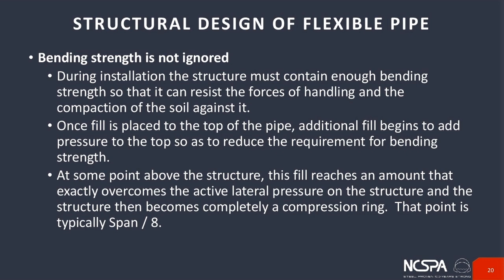As fill is placed against the pipe, the soil exerts active lateral pressure on it. Additionally, forces are applied to the pipe through backfill placement and compaction, so there's a certain minimum bending strength that is required to resist these forces. But once the backfill depth over the structure overcomes the active lateral pressure that the soil exerts, the structure becomes completely under ring compression. That depth of cover is typically span over 8, and that is often considered the minimum cover for normal live loads.